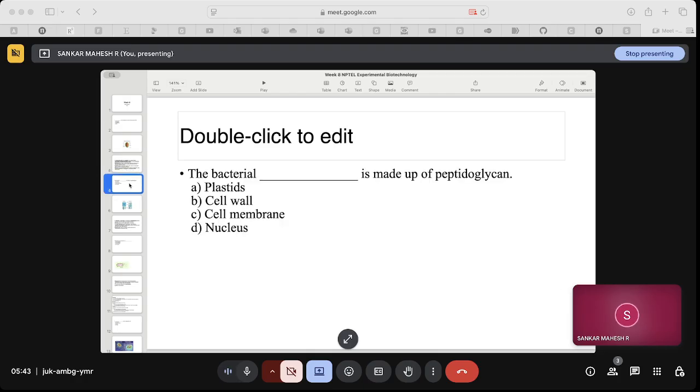The next question is: the bacterial dash is made up of peptidoglycan, and four different options are given here: plastids, cell wall, cell membrane, nucleus. You can think about this for a couple of minutes and then answer.